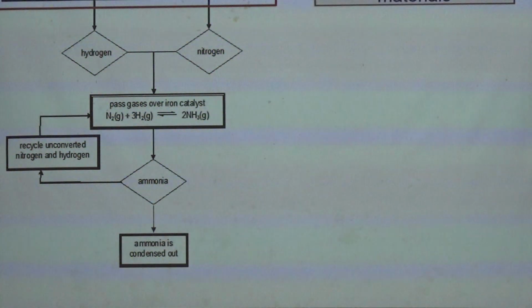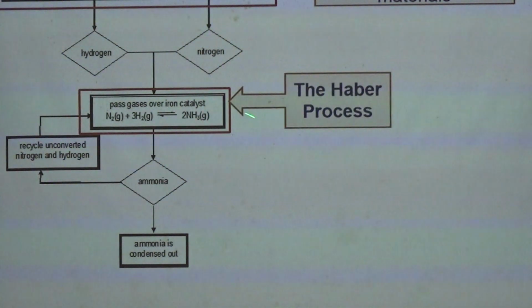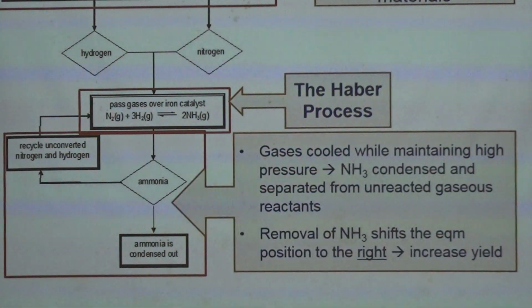Okay? So if you look at this whole process, where did we get nitrogen and hydrogen from? We get it from air for nitrogen, and we get it from methane for hydrogen. So we have two processes to obtain reactants. Then we have the Haber process. Now what is interesting is the last bit over here. Once you have formed ammonia, remember that it is in equilibrium, right? Because it's a reversible reaction.